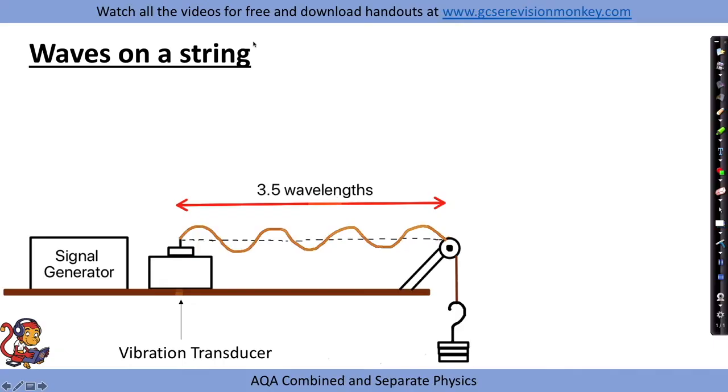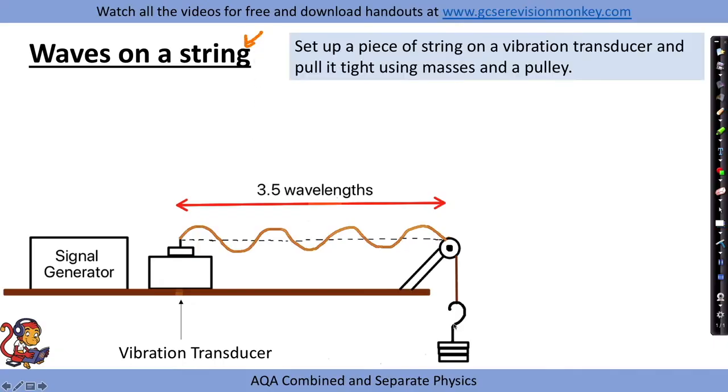And the first one that we'll look at is waves on a string. For this practical, we set up a piece of string on a vibration transducer and pull it tight using masses and a pulley. So you can see the wave forming here, but before we turn on the signal generator, you will just have a tight piece of string like that, which is being kept tight by the masses here, which are providing a downwards force.